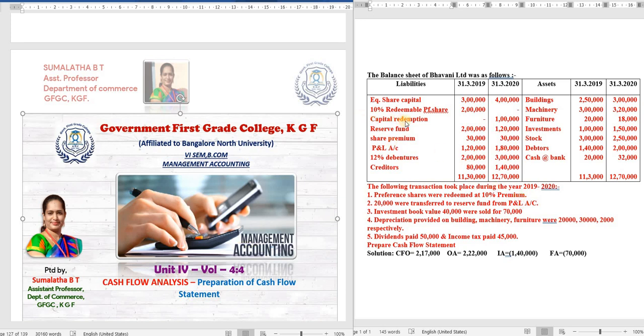And next, capital redemption. That is 1 lakh. We'll see what it is related to. And reserve fund. They have given 2 lakhs and 1 lakh 20,000. So in this capital redemption they have done 1 lakh and there is 20,000 extra. Where is the 20,000 extra? Here it has been given: 20,000 were transferred to reserve fund from P&L account. So here it has been given capital redemption.